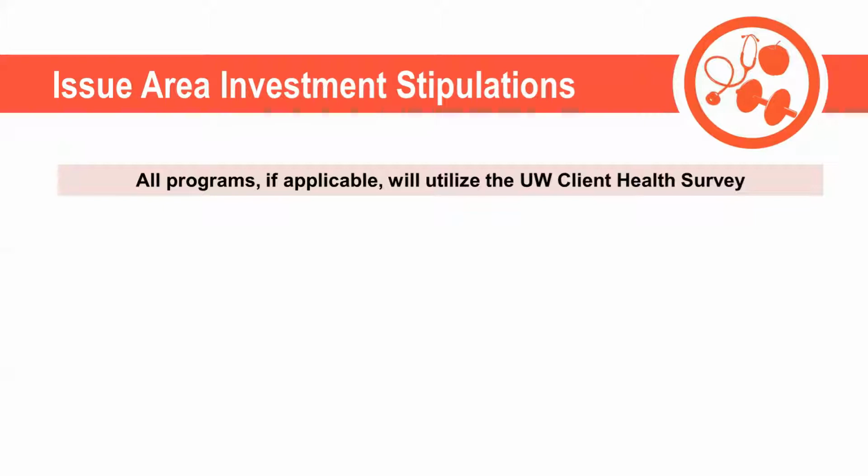All programs, if applicable, will utilize the United Way Client Health Survey. If you are serving a population less than the age of 13, those clients will not partake in the Client Health Survey. But if you're serving individuals 13 and older, they will have to participate. Again, if you're applying for the System of Care grant, you would not have this client health survey. This data might be helpful for you, but since you are coordinating programs and agencies, you are not going to have to implement this with clients.